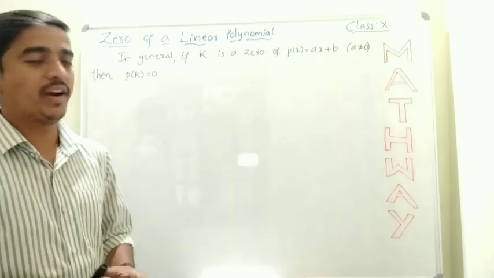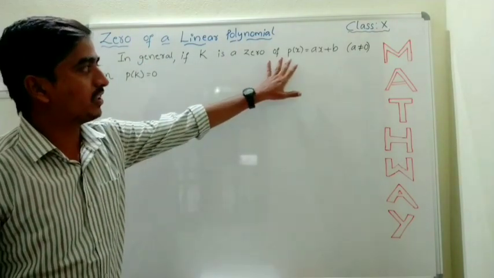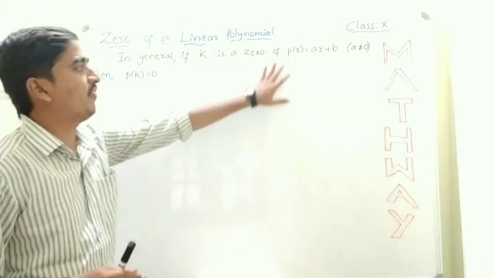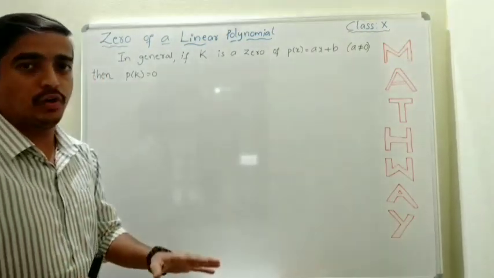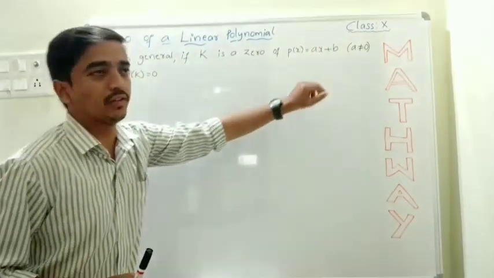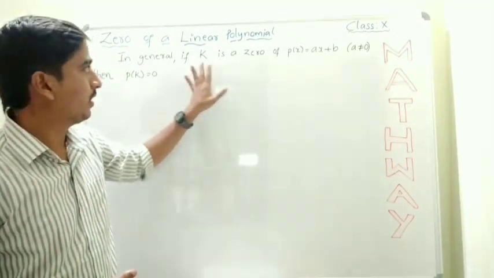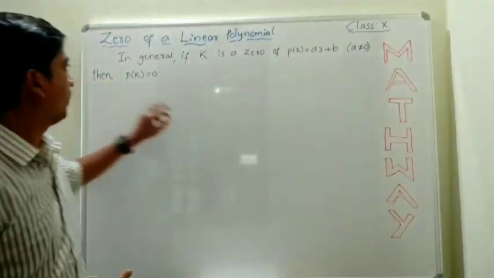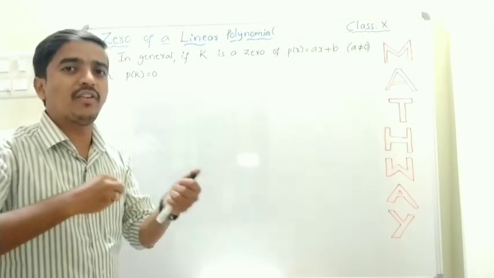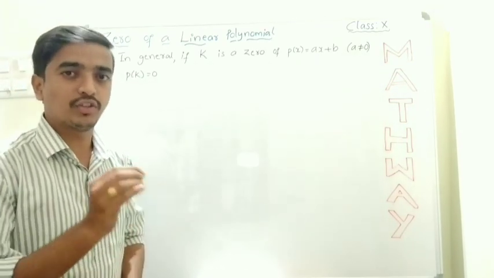Now let us see how to find the zero of a linear polynomial. In general, if k is a zero of p of x equals ax plus b, then p of k equals 0. The meaning is, p of x is a linear polynomial. As we all know, linear polynomial means the degree of the polynomial is 1. So the degree of ax plus b is 1, so it is a linear polynomial. It says that if k is a zero of this polynomial, then the p of k value is equal to 0. Simply, if you substitute any value in the polynomial and you get the value 0, then the substituted value is the zero of the polynomial.